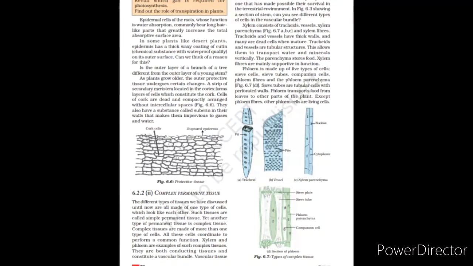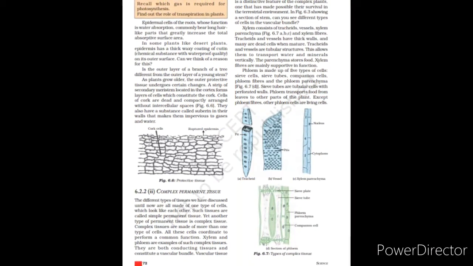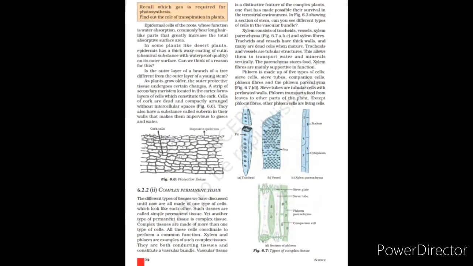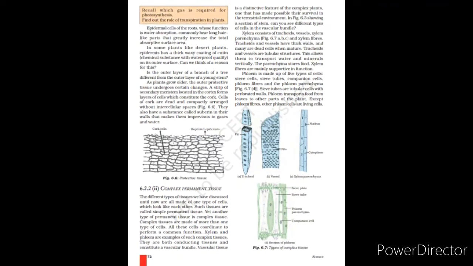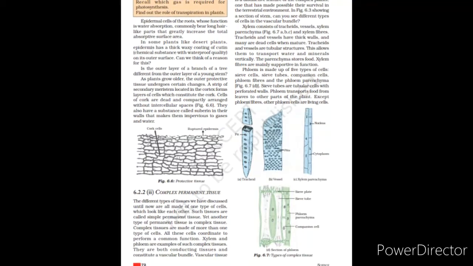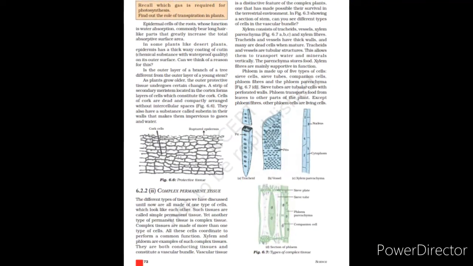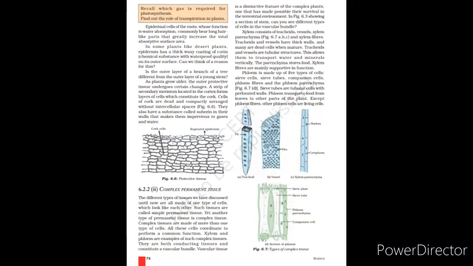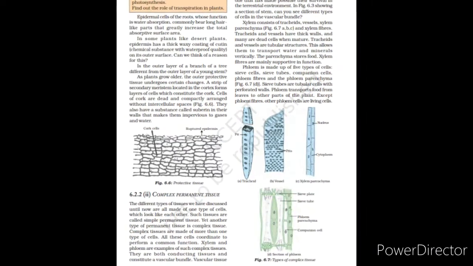Epidermal cells of the roots, whose function is water absorption, commonly bear long hair-like parts that greatly increase the total absorptive surface area. In some plants like desert plants, epidermis has a thick waxy coating of cutin, a chemical substance with waterproof quality on its outer surface. Can we think of a reason for this?